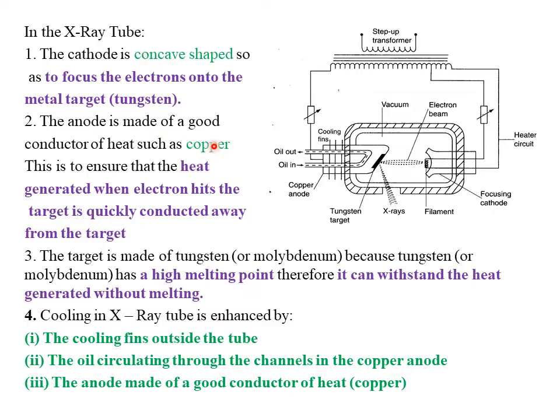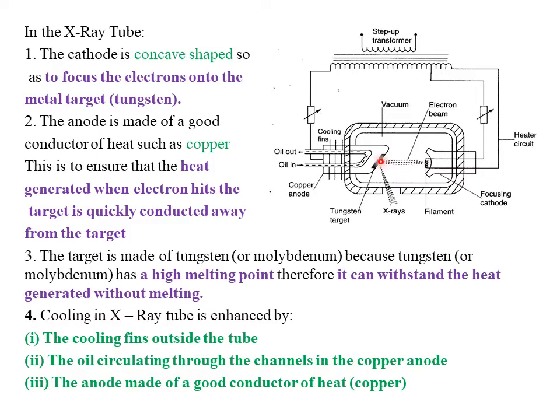Remember, copper is a very good conductor of heat, and we said that when this particular electron beam hits our metal target, only 0.5% of its kinetic energy is converted to X-rays. So that simply means the remaining percentage, which is about 99.5% of the kinetic energy possessed by the electron beam, is going to be converted to heat. So remember, that's a lot of heat which can cause the tungsten to melt. That is why we need to conduct that heat away immediately it is produced when this electron beam hits our metal target.